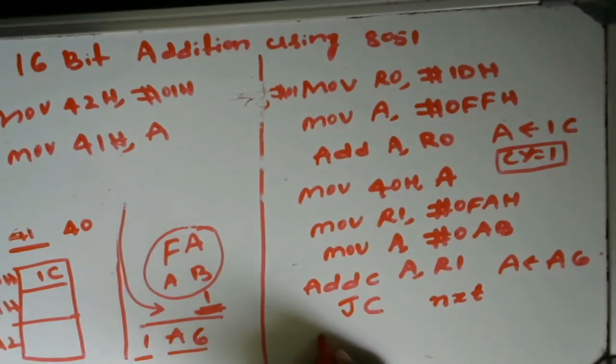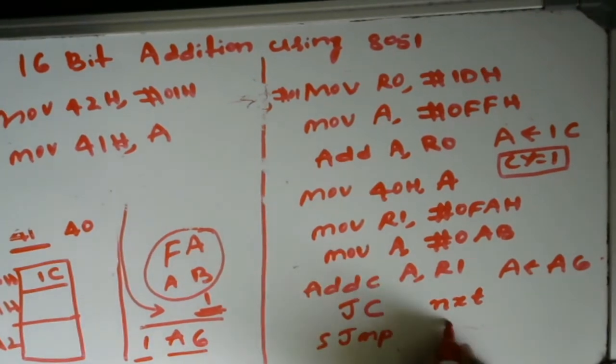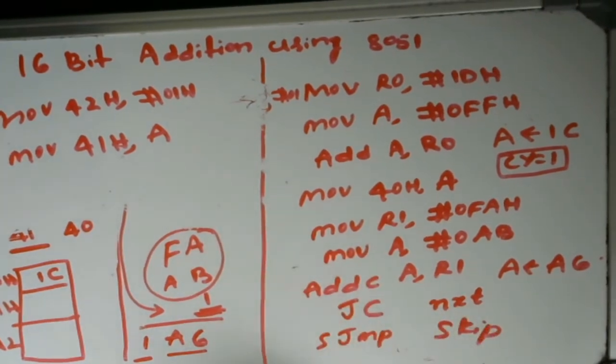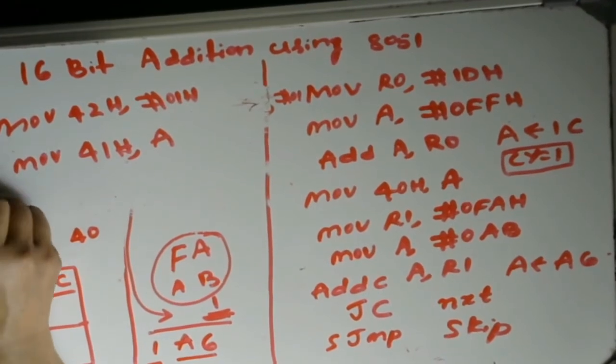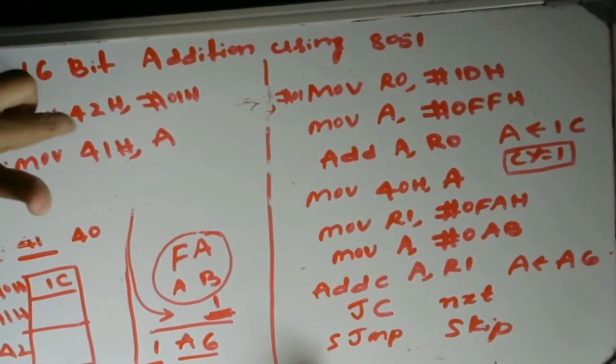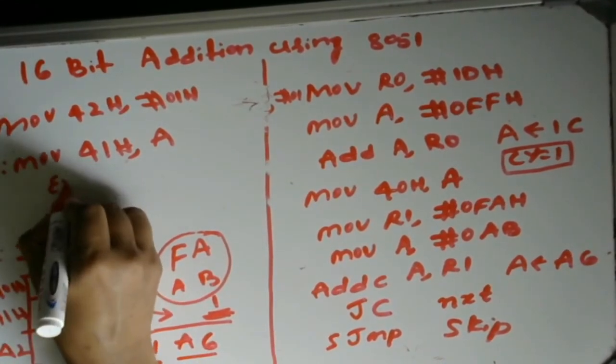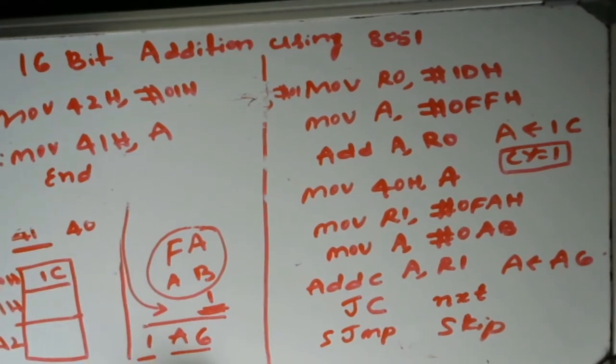So for that reason, to skip this instruction, we'll use the instruction SJMP next, or SJMP skip. We'll skip this one and directly come to skip. When we do this, the 42H will remain 00H. So this is how we can do the 16-bit addition using the 8051 microcontroller.